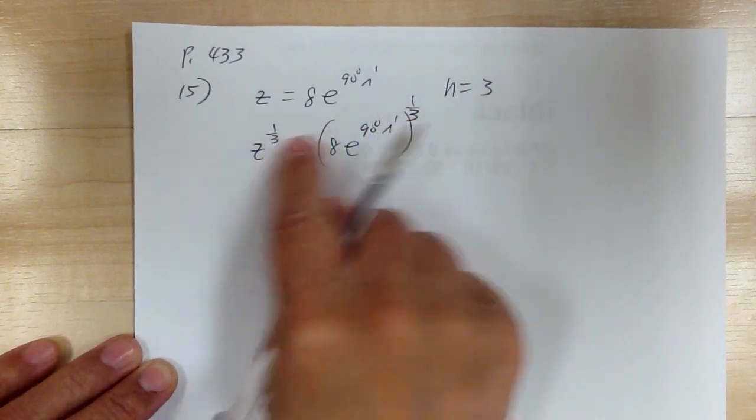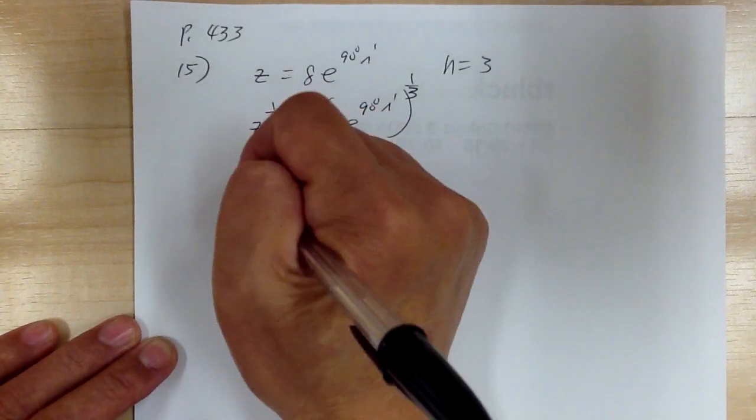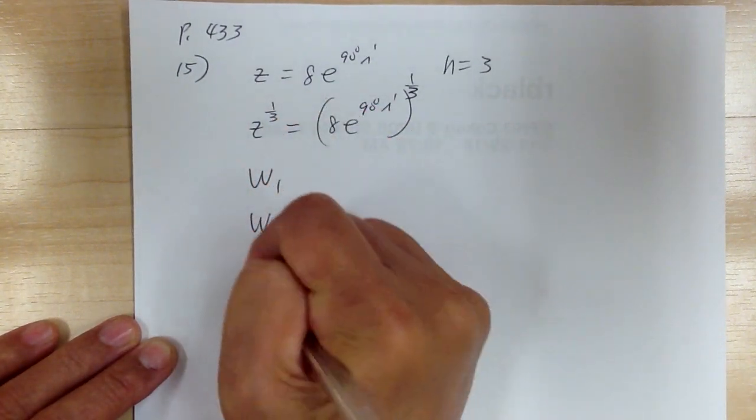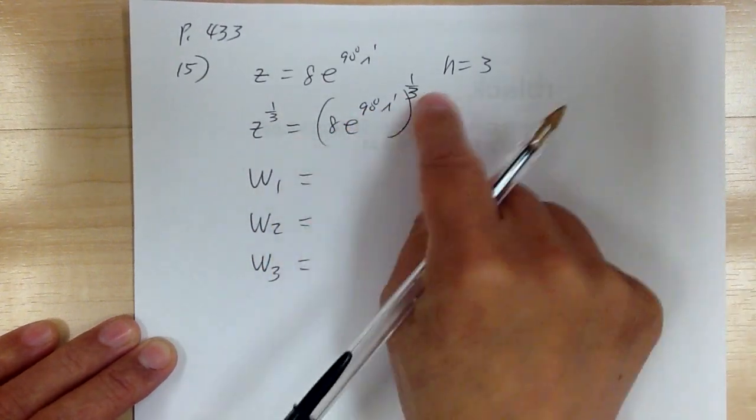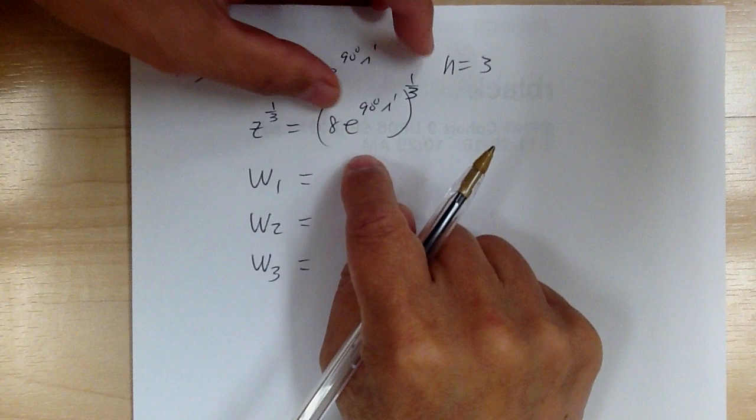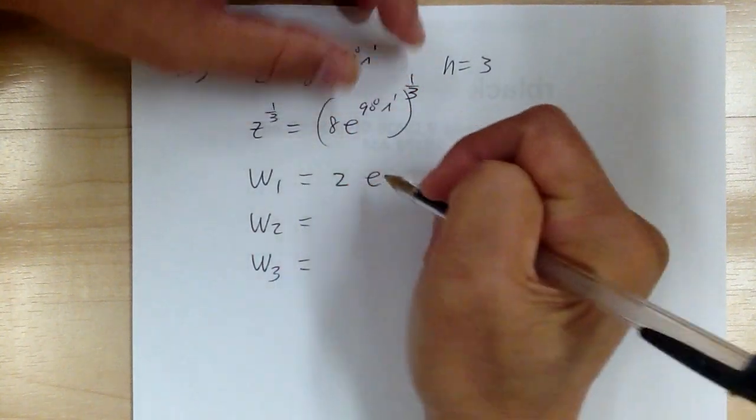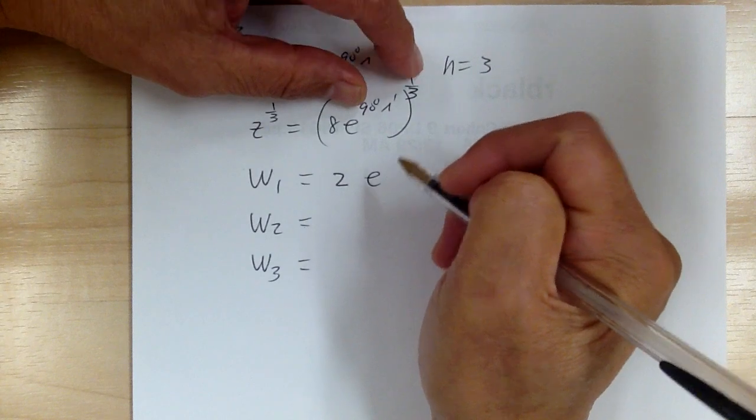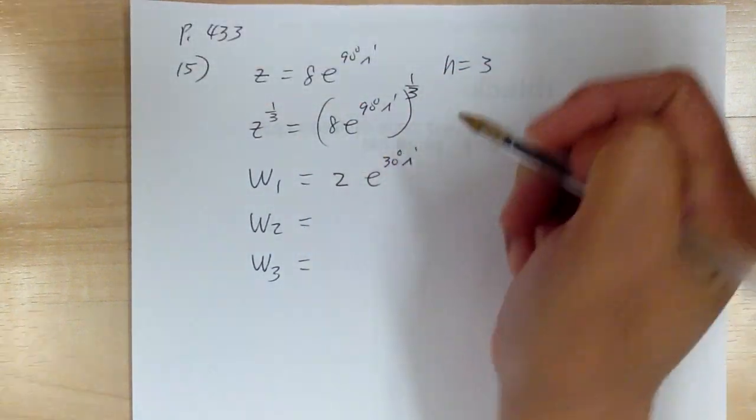So again, n equal to 3 means you're looking for the cube root. So you just take the cube root on both sides. When you take the cube root, you're going to get 3 answers. So you're going to get W1, W2, W3. So over here, to find the first one, 8 to the 1/3 power is equal to 2. And 90 times 1/3 gives you 30 degrees. So that's your first answer.